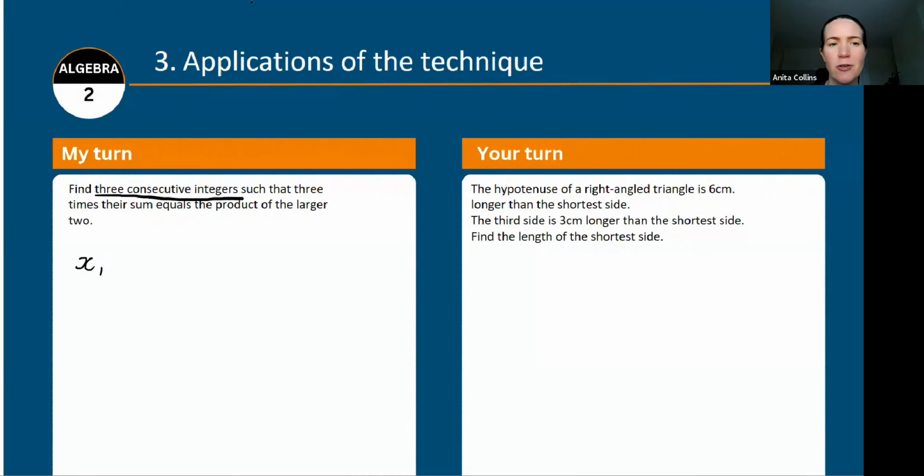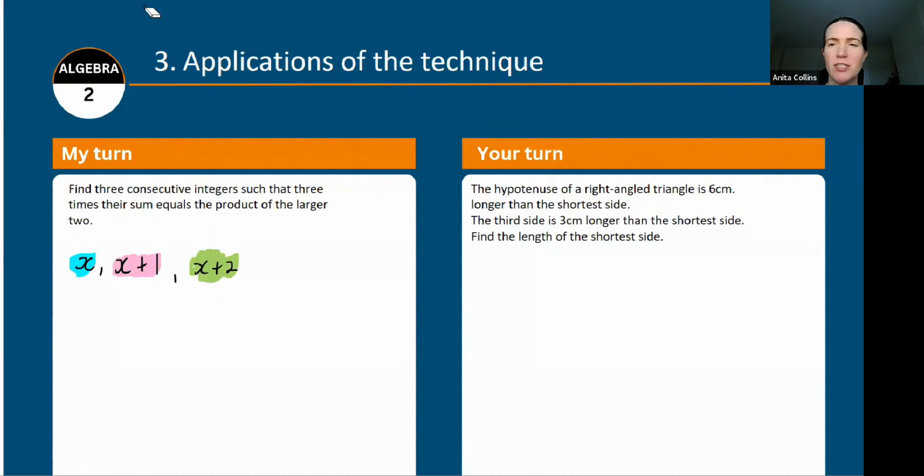So if you've got your first number as X, the number directly after that is going to be X plus 1. For example, 4, 5, and then the following number is 6, it's going to be X plus 2. I'm going to erase these because I don't know that those are the numbers. I just put those there to help illustrate the point of the consecutive integers. So now I've got my 3 consecutive integers sorted.